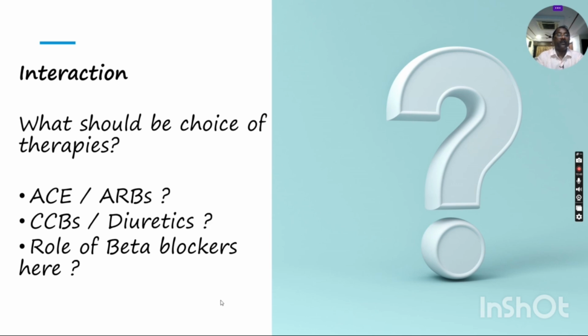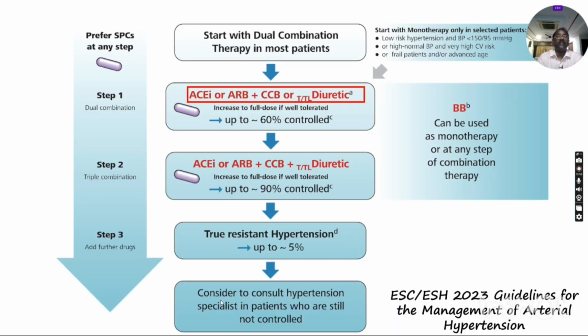So what should be your choice of therapy? Is it ACE inhibitors or ARBs, or calcium channel blockers, or diuretics, or is there any role for beta blockers here?